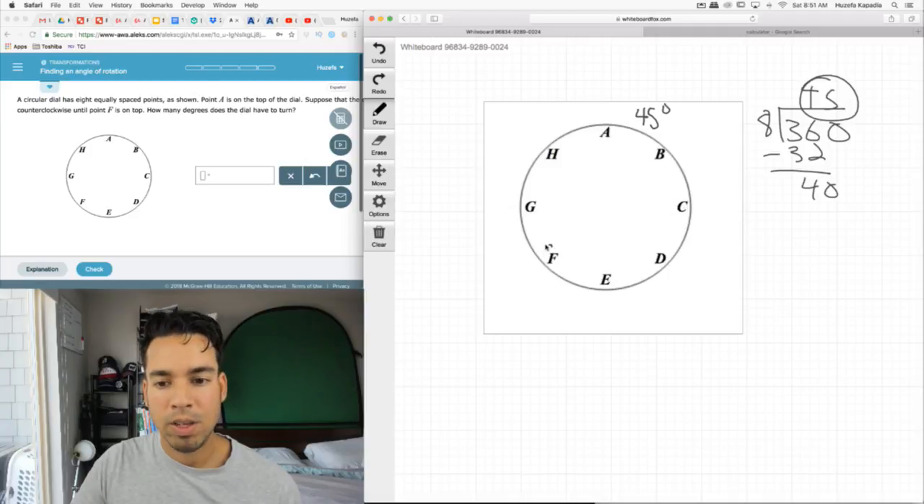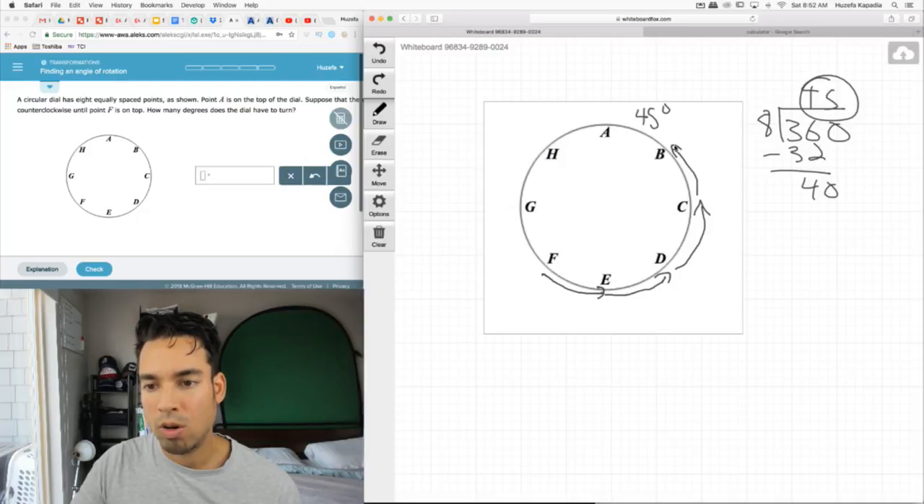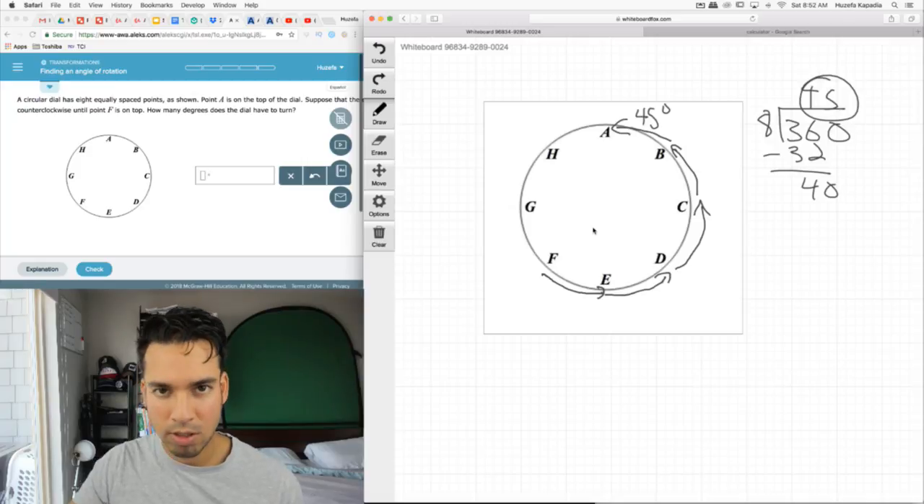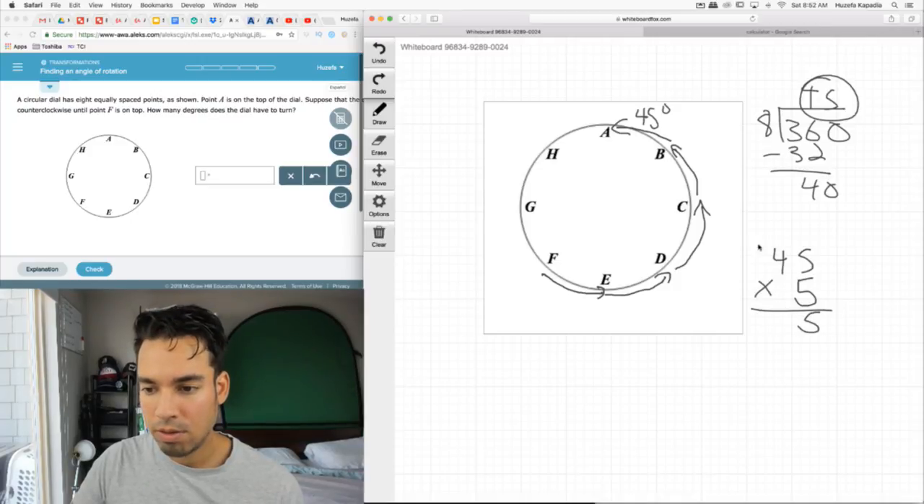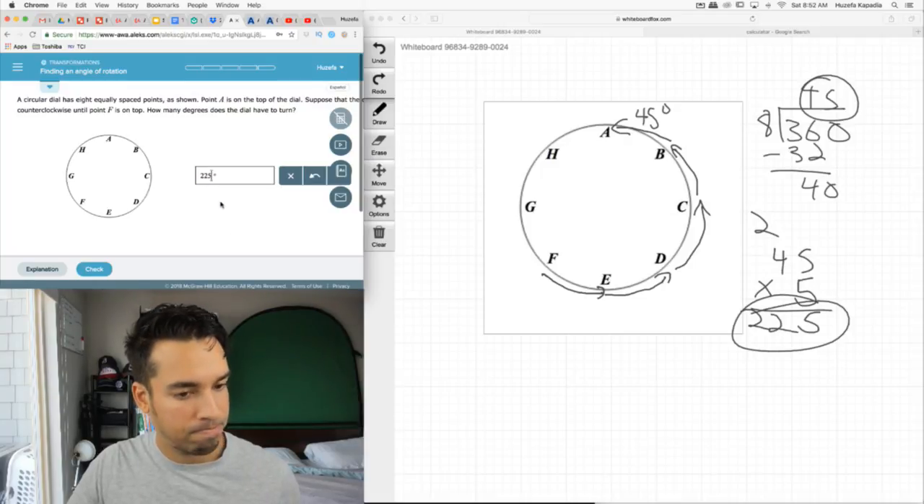So we're at A and we're talking about F. So we want to go counterclockwise. Remember, this is clockwise because that's the way a clock goes. We want to go counterclockwise, so we want to go this way. So we're going to have to move it 1 of these segments, 2, 3, 4, and 5. So we're going to have to rotate it 5 times in terms of each one of those little segments. Each segment is 45 degrees. Therefore, we got to do 5 times 45, which is 225 degrees.